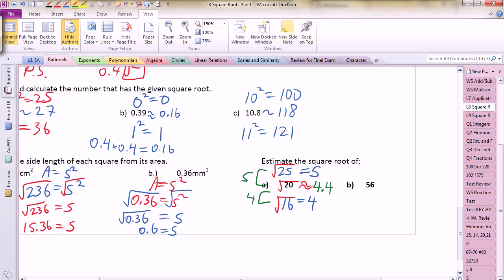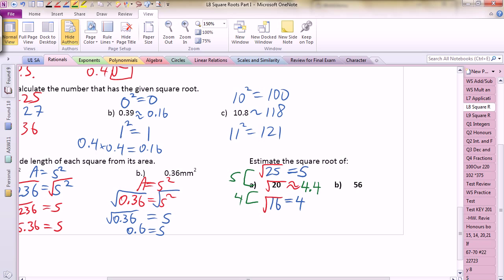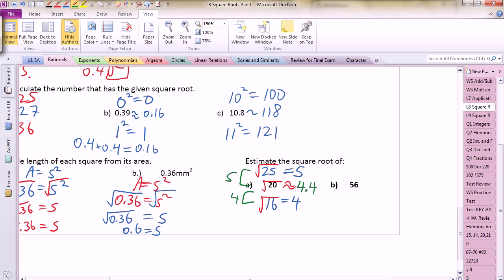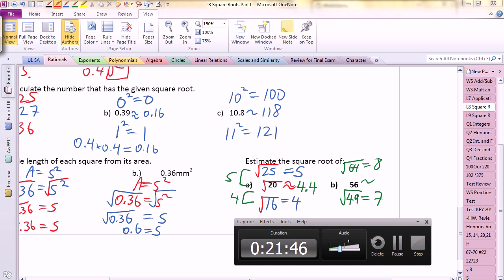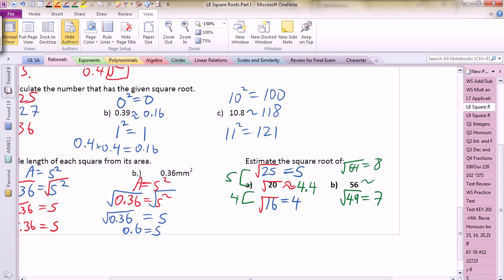Okay. Let's do 56. What's a perfect square below 56? 49. Good. And what is the square root of 49? So what's a perfect square above 56? 64. Which equals? How far away are you? 8. What about the bottom number? So we're closer to the 7 then. 7.4 again? Okay.